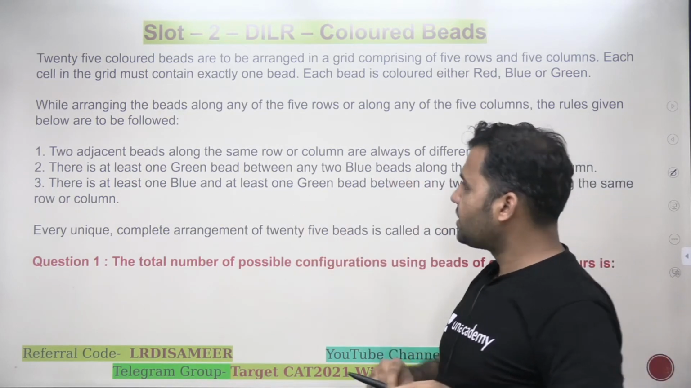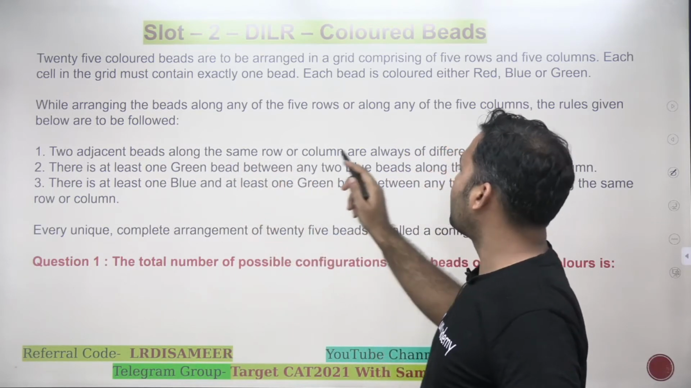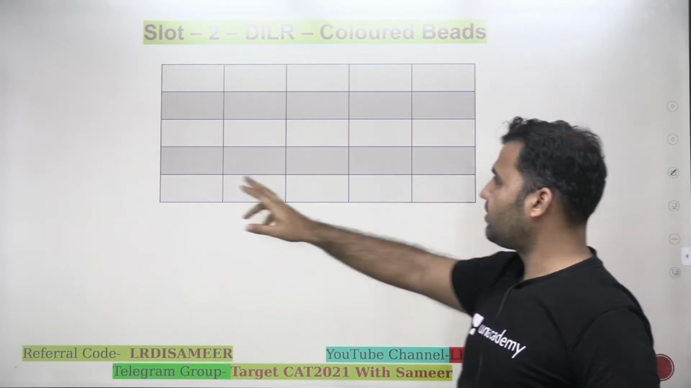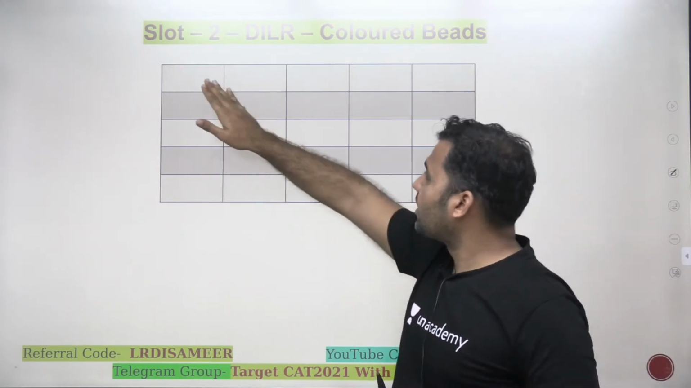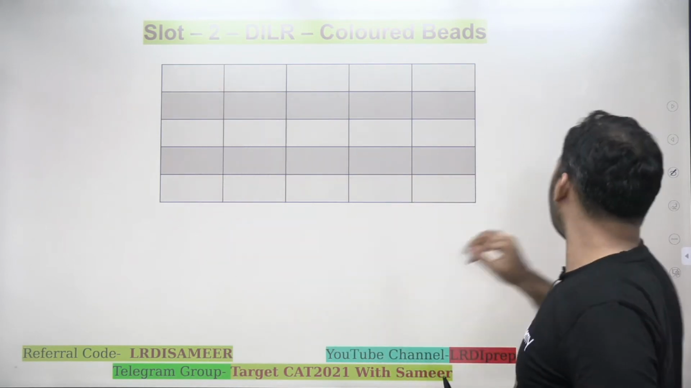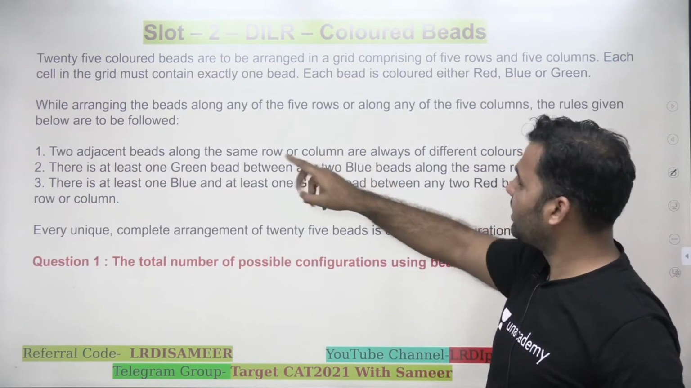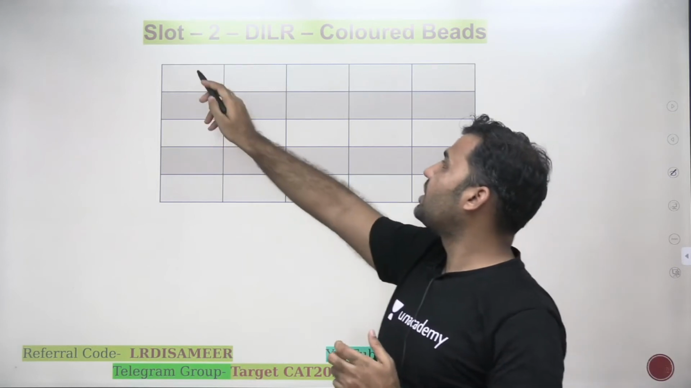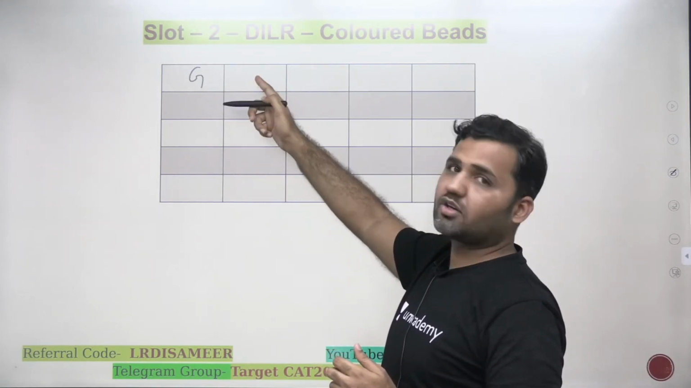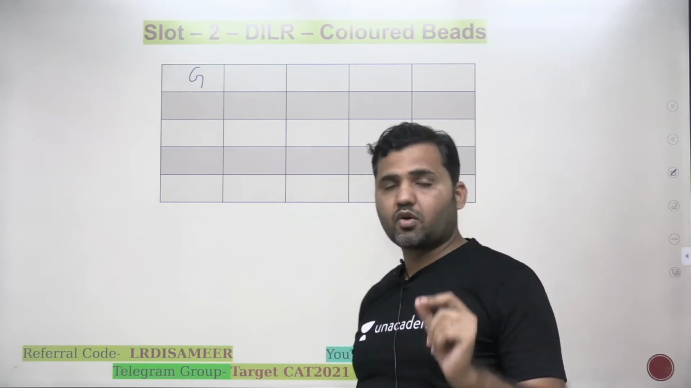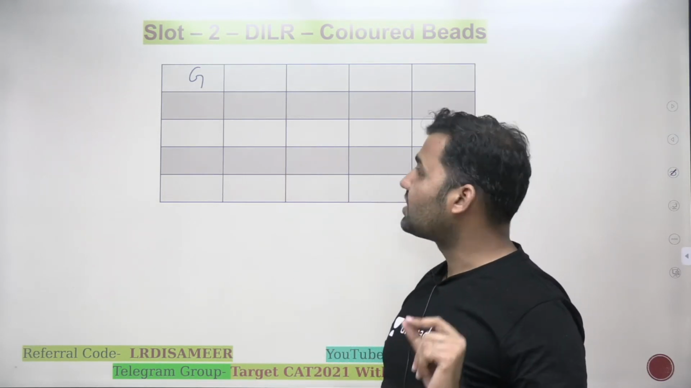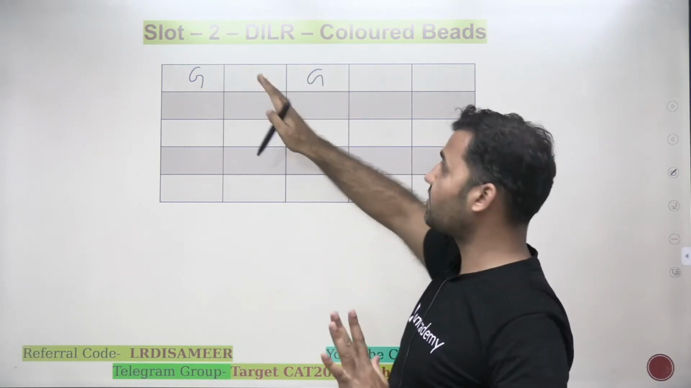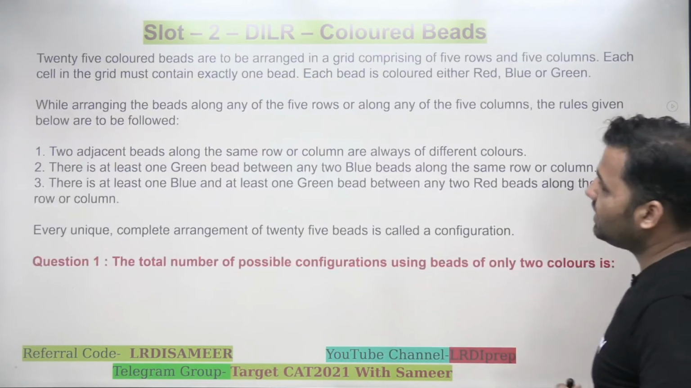It says, what are the conditions? 2 adjacent beads along the same row or column are always of different color. So if you make a 5 into 5 matrix, right, which is very easy to make, row wise or column wise, right? No two adjacent cells should have beads of the same color. That means if I'm placing a bead of green color over here, I cannot place green color over here, right? 2 adjacent cells, row wise or column wise, should not have the same colored bead, right? So if I'm placing green color here, I cannot place green here. That's the first condition. And what does it say next?